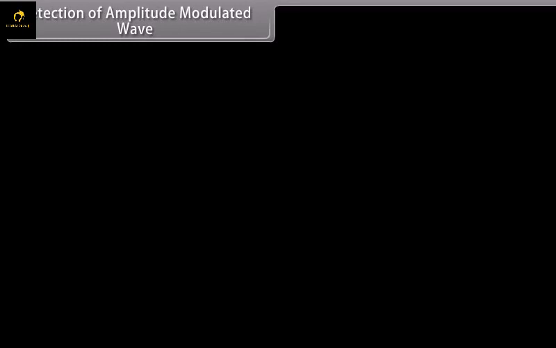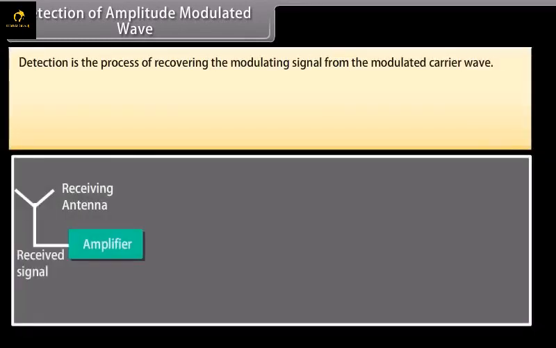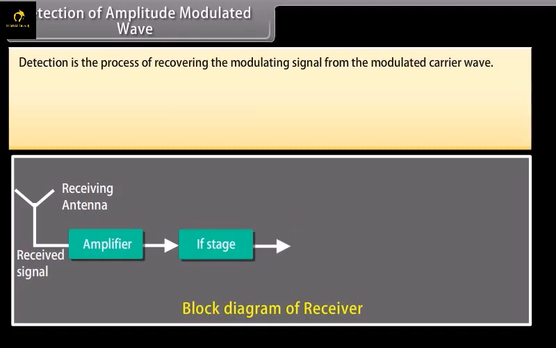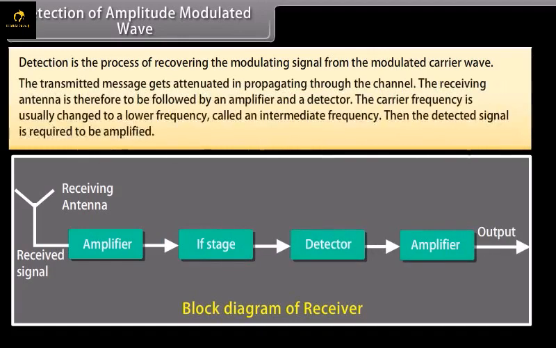Detection of amplitude modulated wave. Detection is the process of recovering the modulating signal from the modulated carrier wave. The transmitted message gets attenuated in propagating through the channel. The receiving antenna is therefore to be followed by an amplifier and a detector. The carrier frequency is usually changed to a lower frequency called an intermediate frequency. Then the detected signal is required to be amplified.